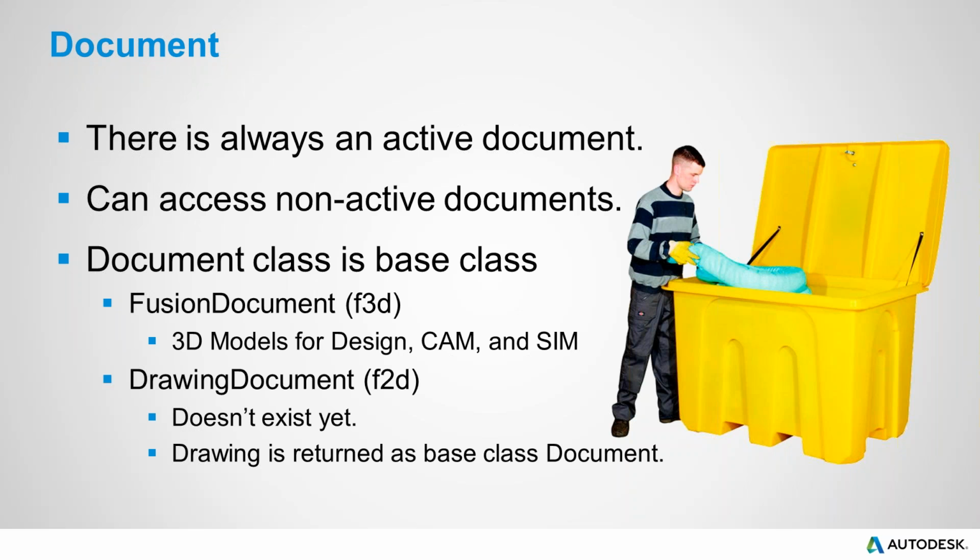And so today, since it doesn't exist, if you have a drawing open and you ask the application to give you the active document, the API will return a document object rather than a drawing document. But if there's a 3D document open, you'll get back a Fusion document.